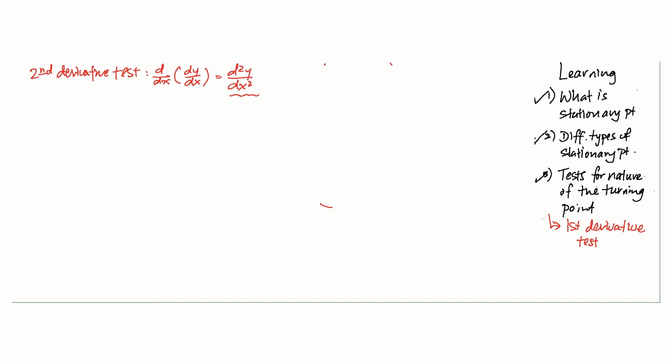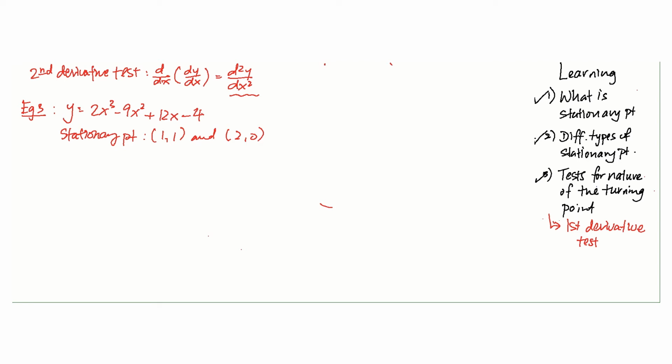So we shall now attempt to apply this concept on one of the earlier examples that we have tried. Which example am I talking about? I'll let you guys refer to example number 3, where I gave you this equation: y equals 2x cubed minus 9x squared plus 12x minus 4. If you can recall from the earlier example, this is what we did. Our stationary points were (1, 1) and (2, 0). These were the two stationary points that we found from the previous examples.